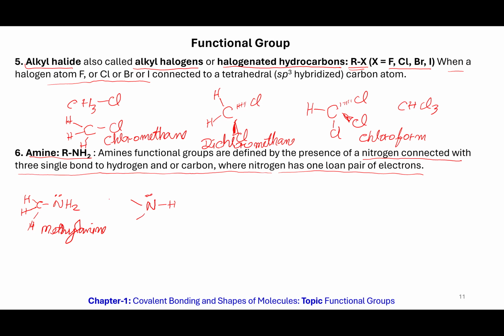Methylamine. And so another example is this, when nitrogen is bonded with 2 methyl groups, this is called dimethylamine. And then it can also form 3 CH3, trimethylamine. And in all cases, nitrogen has 1 extra lone pair of electrons.